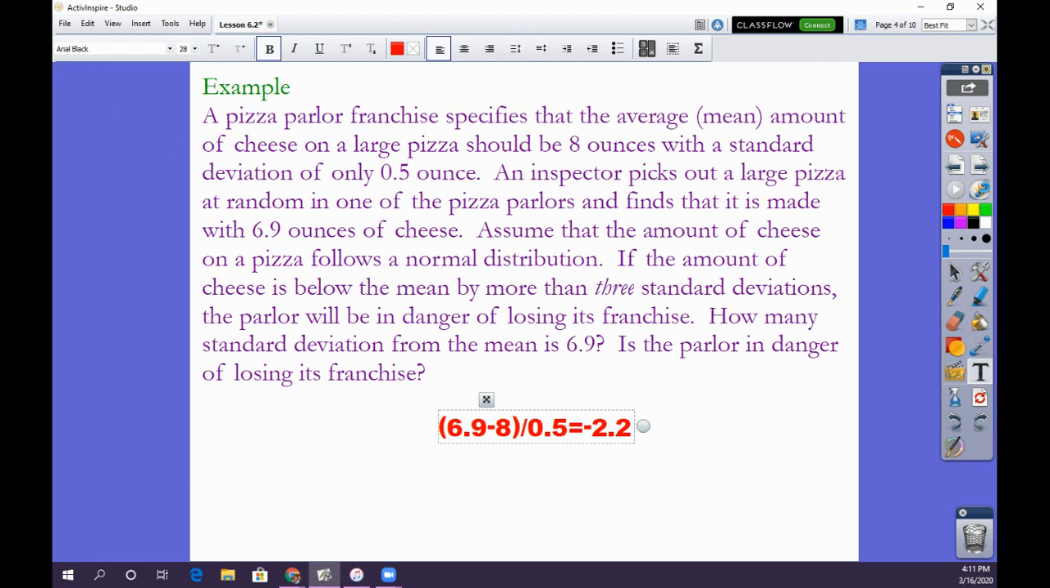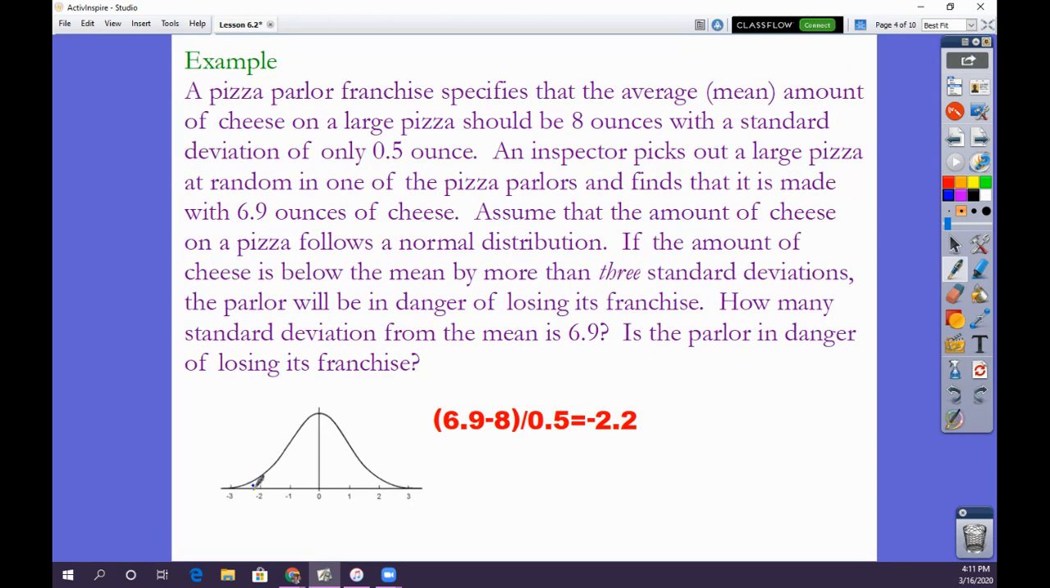So let me pull in a picture here real fast. Oh, here it is. So -2.2 would fall right down in here. If we mark it, it'll be right there. So nope, not 3 standard deviations. We are still within our range. So no, they're not in danger of losing their franchise.